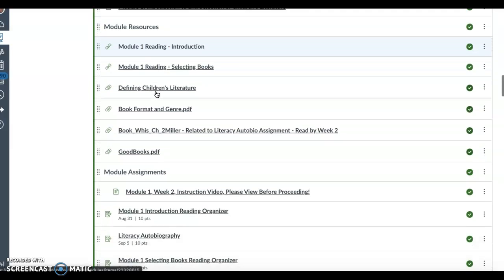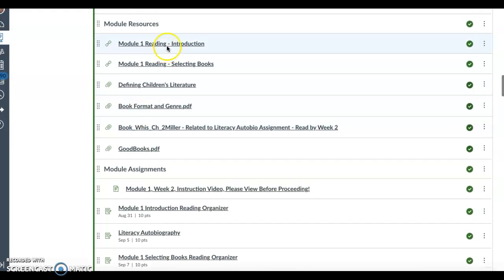So once you get in here, you're going to notice our readings. As mentioned before, the crux of our readings, the crux of our tools for this course are going to be in the module readings. So this week in Module 1, we have 2 readings, and that is the Introduction to Children's Literature as well as Selecting Children's Literature. Each of the module readings will be directly connected to a module reading organizer. So you can see the introduction reading is going to be directly connected to the introduction reading organizer.